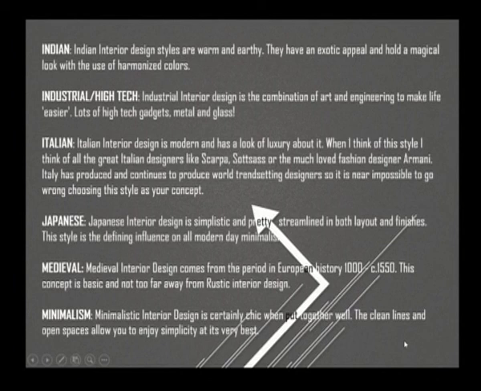Minimalism, which is pretty much what's going on these days around in town, is certainly chic when put together well. Clean lines, straight surfaces, geometric shapes, very simplistic neutral tones, not much color, very simple and basic.